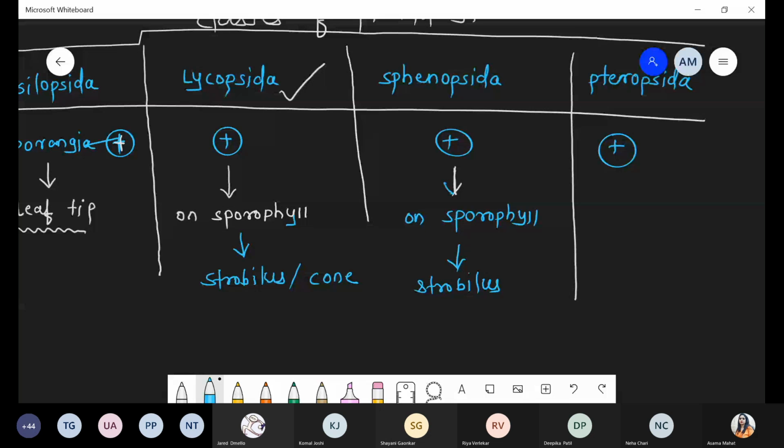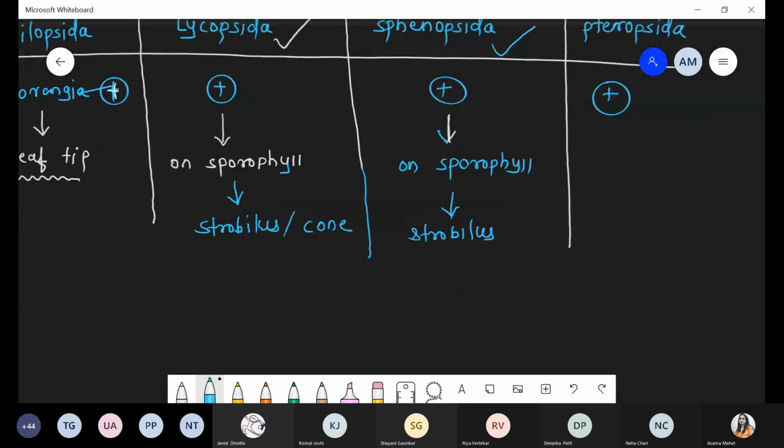These strobilus structures are present in two classes. Number one, Lycopsida, and number two, Sphenopsida. Under this Sphenopsida, we'll try to understand one example, that is Equisetum, also called the horsetail, which is the only living genus among the subclasses. So under the Sphenopsida, we are taking the example of the living genus Equisetum, also called the horsetail, which comes under the Sphenopsida category.